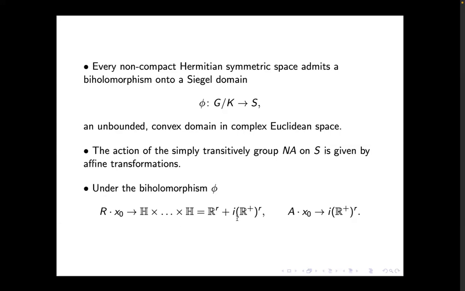It's R to the R plus i times the positive cone in R to the R. Not only that, but the orbit A times X0 is brought by this biholomorphism phi onto i times the positive octant.